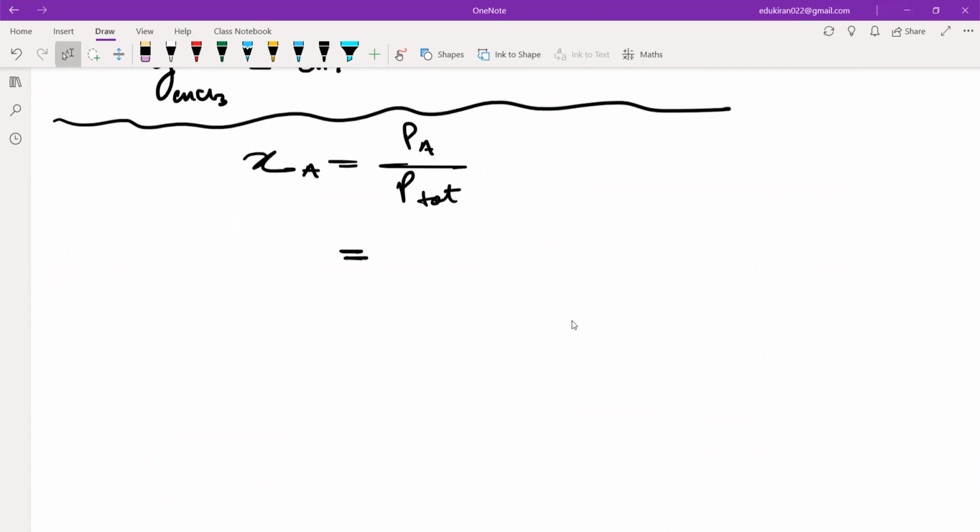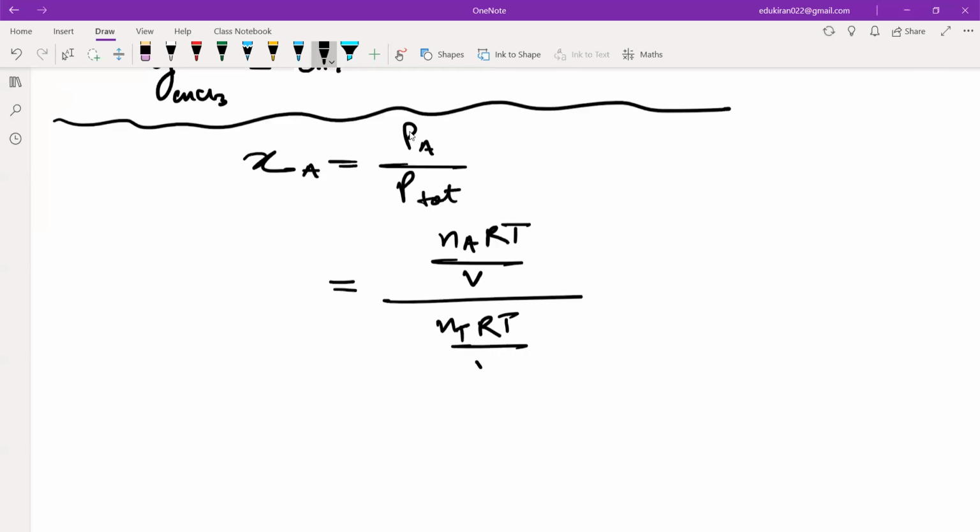Listen here, guys. Mole fraction of A is equal to pressure of A divided by P total. Now this is for gases, yes or no? This is Dalton's law of gases. Now for P of A, what can we write? For P of A I can write number of moles of A into RT divided by volume. Similarly for P total, number of moles total into RT upon V. Is that right, yes or no?